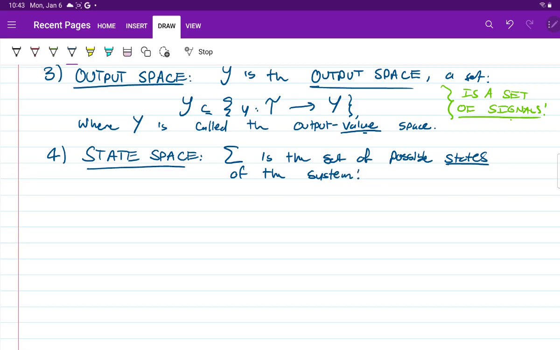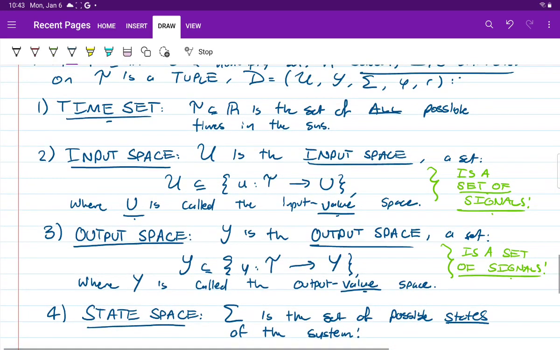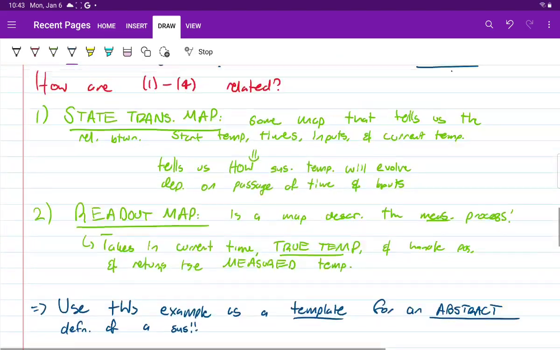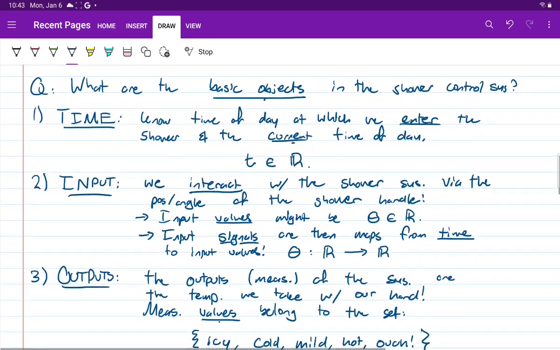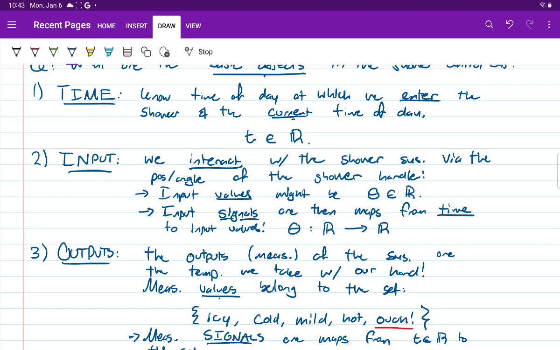Okay? So remember from the shower example, this state was something that really summarized the next possible behavior of the system, right? If we had the state, the current time, and the current input, we could figure out what the system was going to do next. All right? So this really summarizes everything that's currently going on inside this system. Okay. So we've outlined these four fundamental objects, right? These are essentially the same objects that we had in the shower example, just said in much more abstract language.